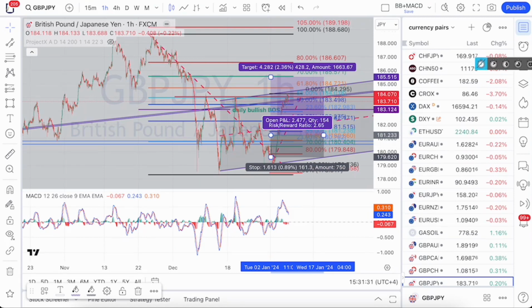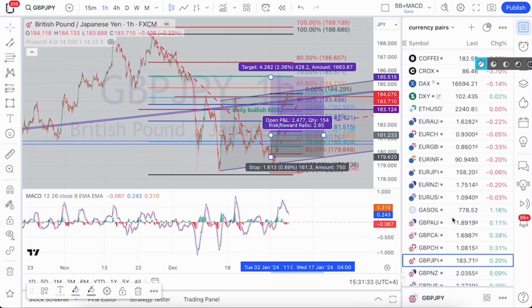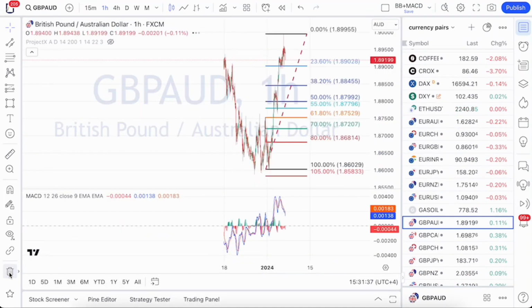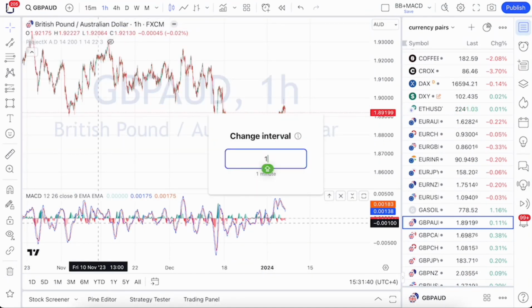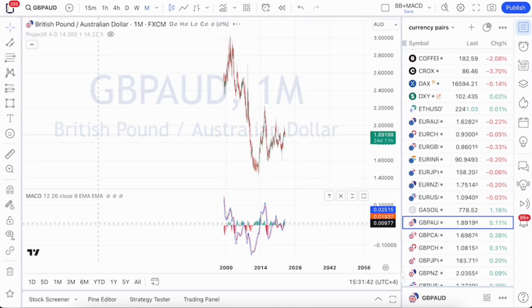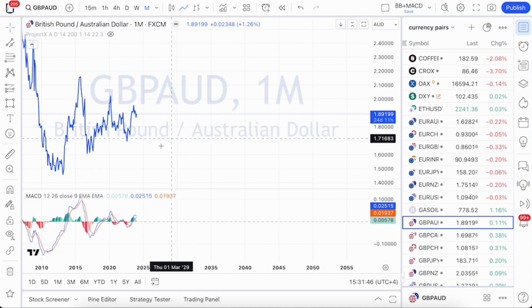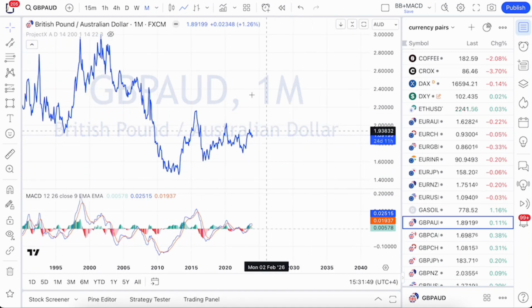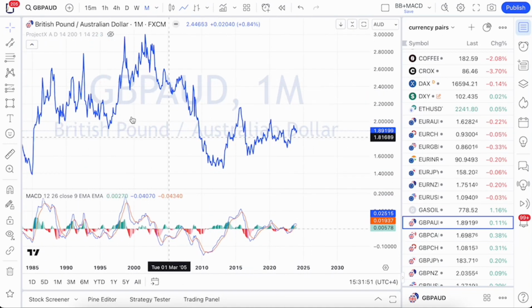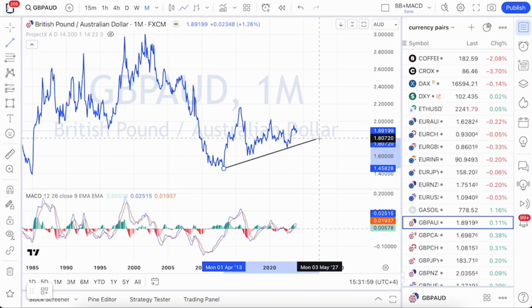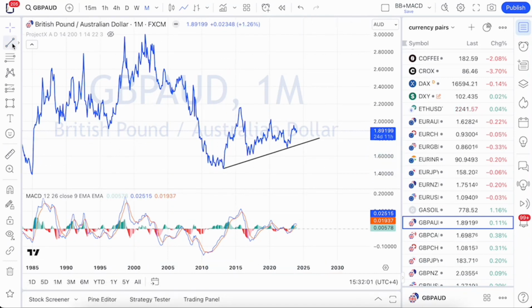Now the second currency pair I'm going to take is Pound Aussie. Going by the higher time frame, that is monthly, right now we are sitting inside a triangular formation. So here we have the lowest visible point, the rising trend line.